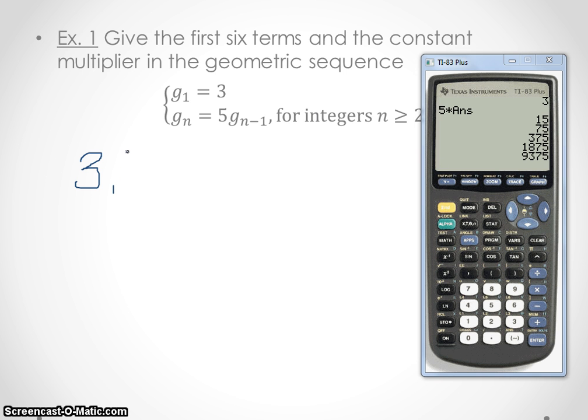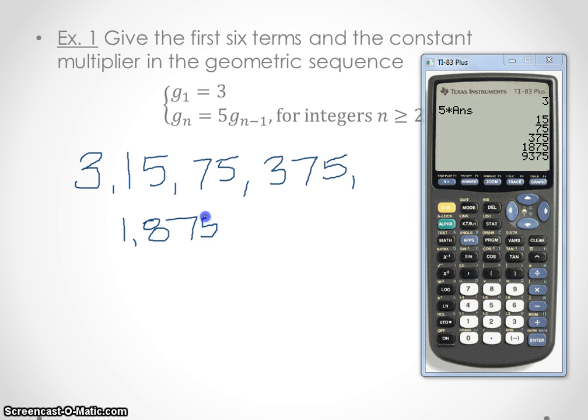So let's just write all those down. So 3, 15, 75, 375, 1,875, and 9,375. Okay, a little sloppy, but there's our first 6 terms. That's part of our answer.